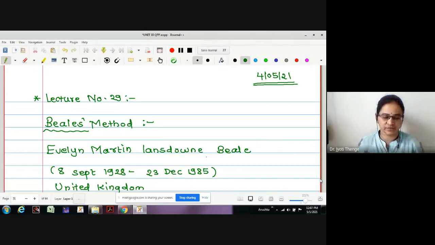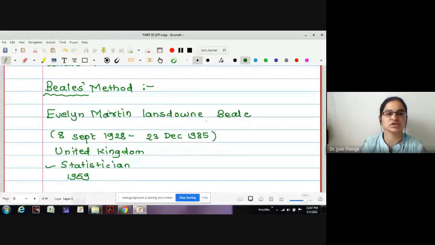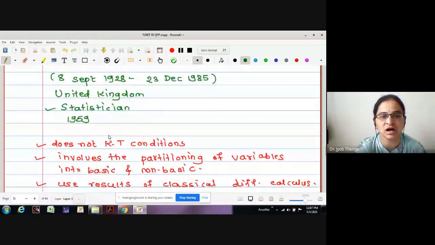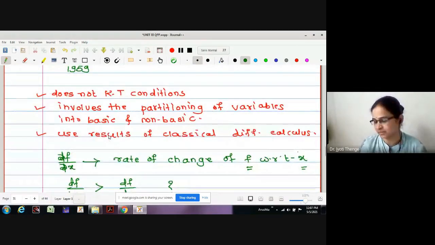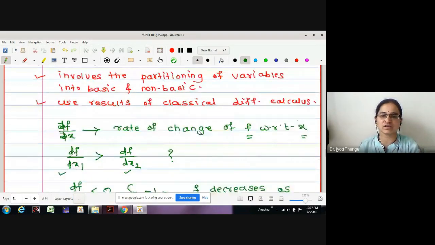In the last lecture, we started understanding Beale's method. Beale's method is a method for solving a quadratic programming problem, given by the mathematician and statistician Evelyn Martin Lansdowne Beale. We have discussed in detail the idea behind this method. It does not use the Kuhn-Tucker conditions, and it involves partitioning the variables into basic and non-basic. Also, it uses the results of classical differential calculus.